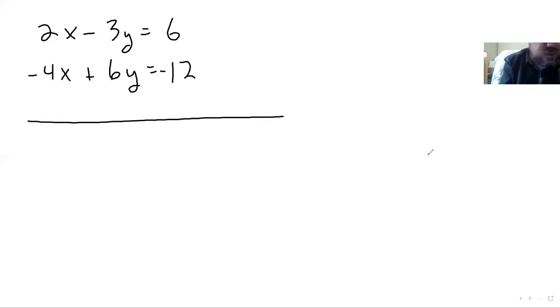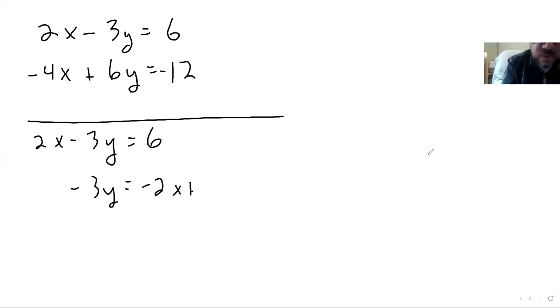So do the first one, 2x minus 3y equals 6. Subtract 2x, I get minus 3y equals minus 2x plus 6. Divide by -3, I get y equals 2/3 x minus 2.